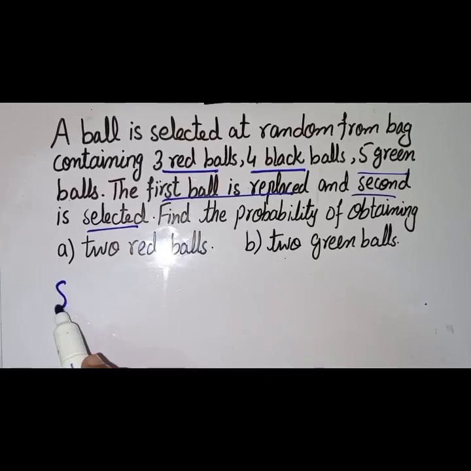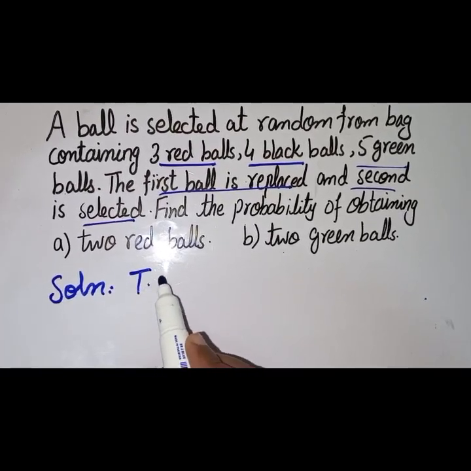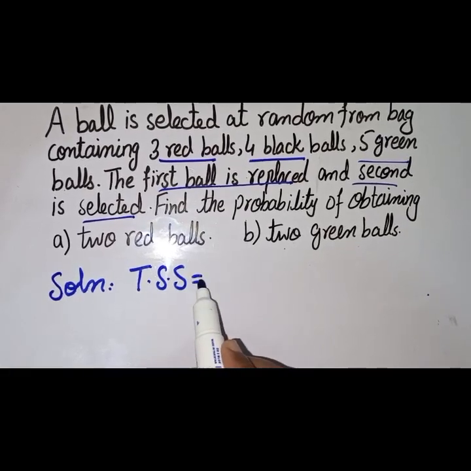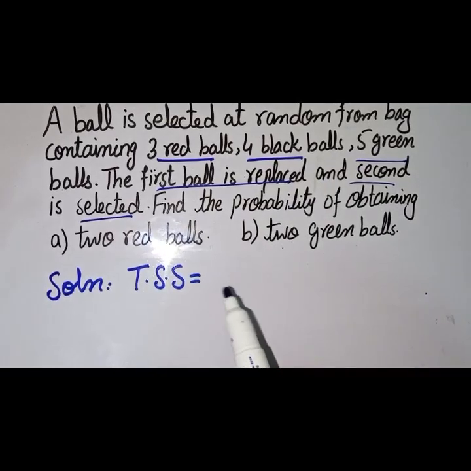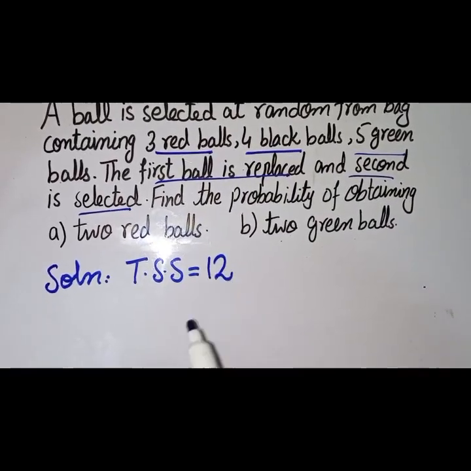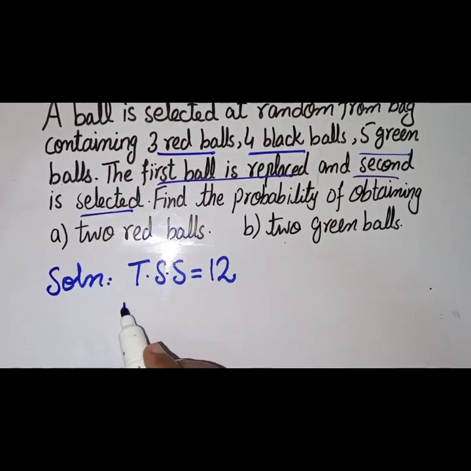The solution is quite simple. First of all, find out the total sample space. As we know, the sum of 3 plus 4 and 5 equals 12. Let's move toward the first part, that is 2 red balls.